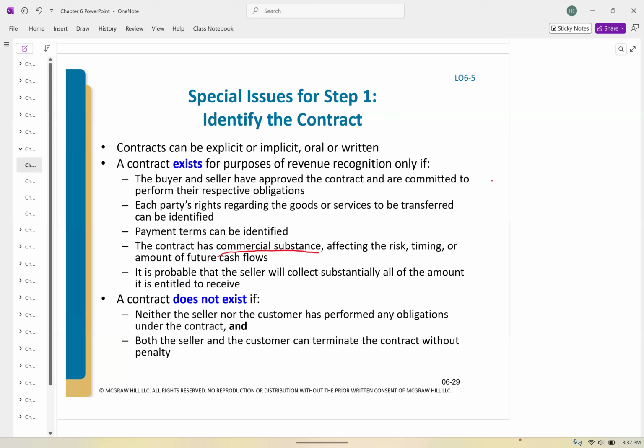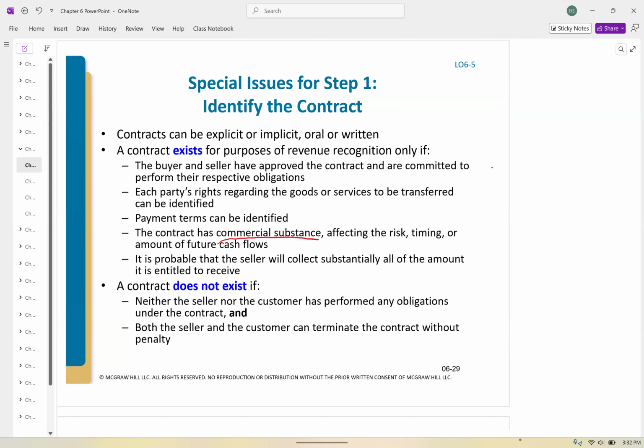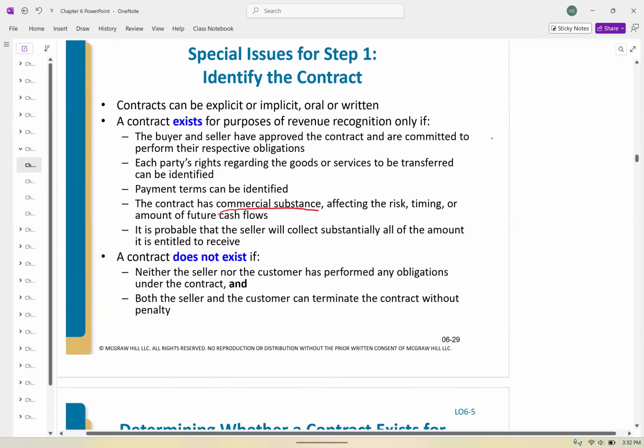It's probable that the seller will collect substantially all of the amount it's entitled to receive. Contract does not exist if neither the seller nor customer has performed any obligations under the contract.